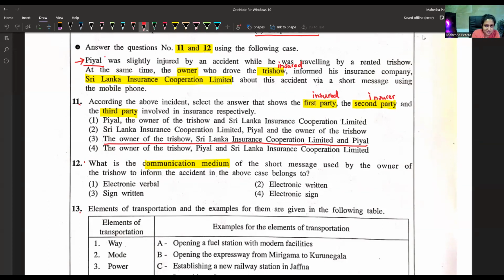Our book says the communication mediums are like telephone, SMS or whatever, email and things like that. But when it comes to the paper, medium here actually means the nature of communication. If you look at the answers, you will understand that they are referring to the nature of communication related to SMS. Short message is SMS. It's definitely electronic. Is it verbal? No. It is written. Answer is 2.